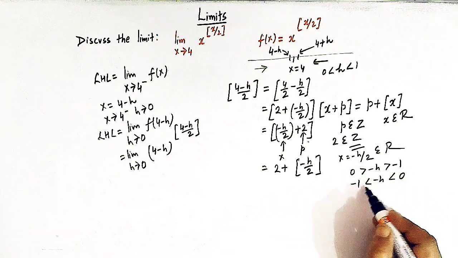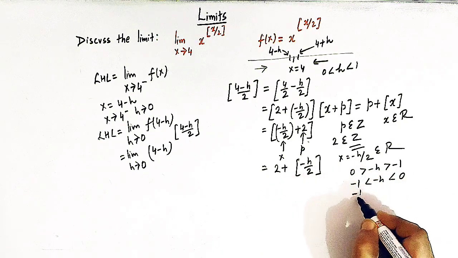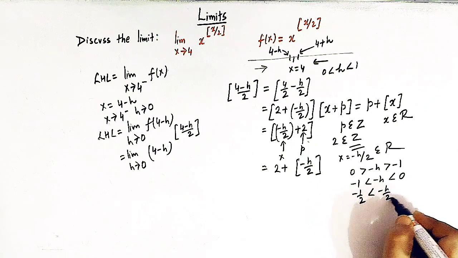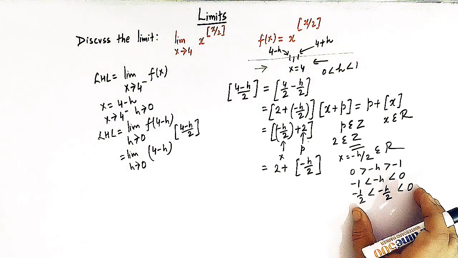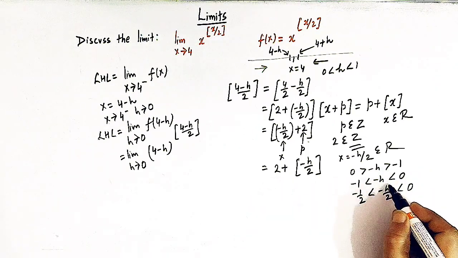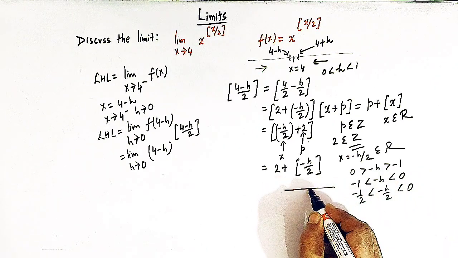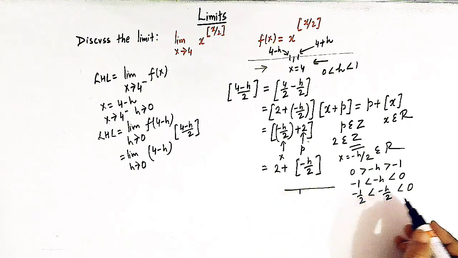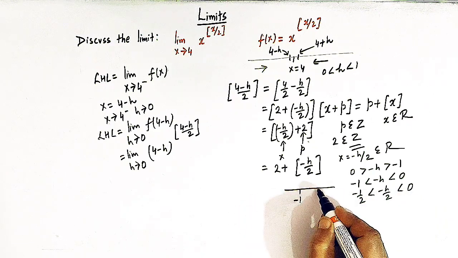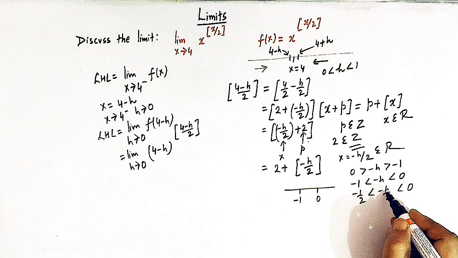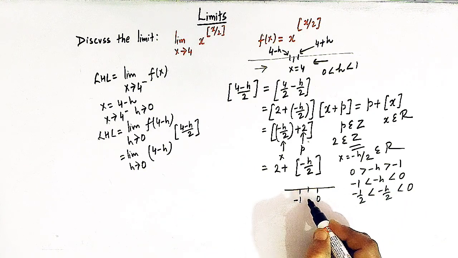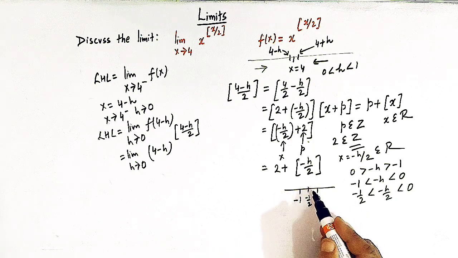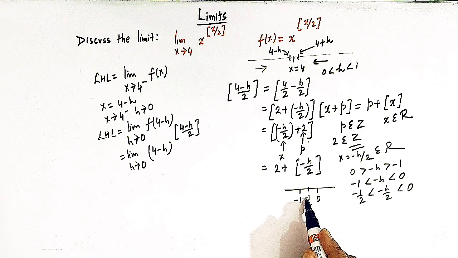So now if we divide both sides by 2, we have minus half and minus h over 2, and here we have 0. So this inequality suggests that this minus h over 2 lies between minus half and 0. So here we have minus 1, here we have 0. So minus h by 2 lies between minus half, we have minus half somewhere over here, and minus h by 2 lies between minus 1 and 0.